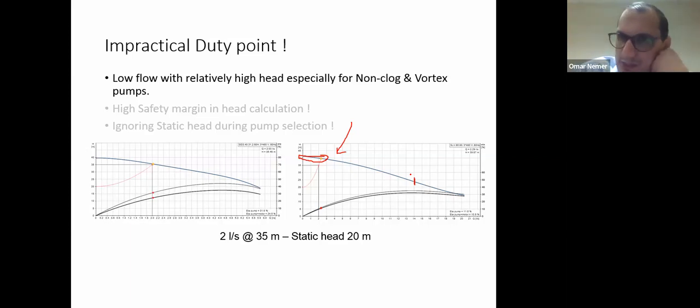But for submersible pumps, this is a very challenging task, and once you find one, you will find it at the beginning of the curve. So this is also one of the reasons. Then you will be surprised: let us see what the efficiency is here. Look at this duty point. You can see the efficiency is around 10%. Unfortunately, this is the best thing which you can find for this duty point.